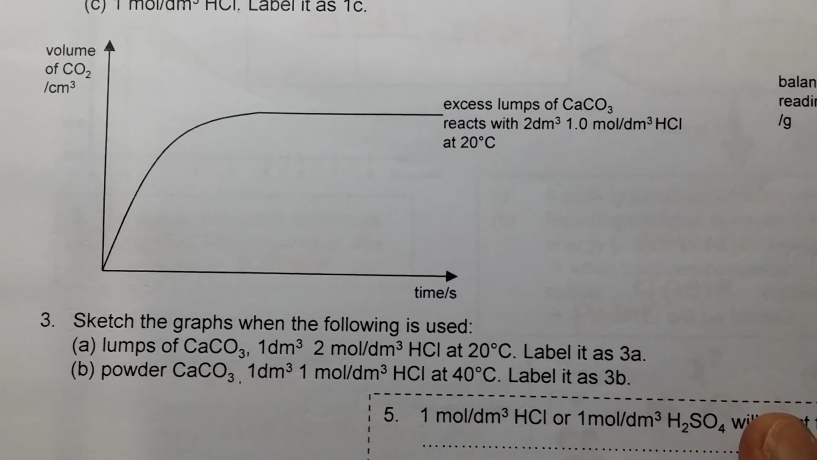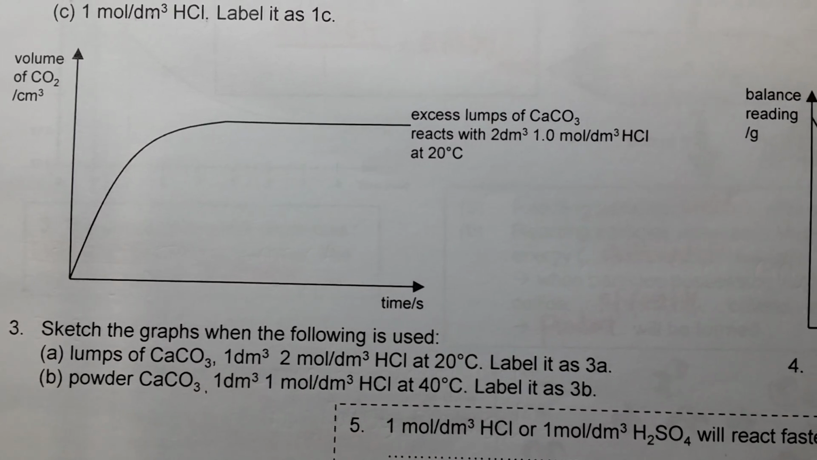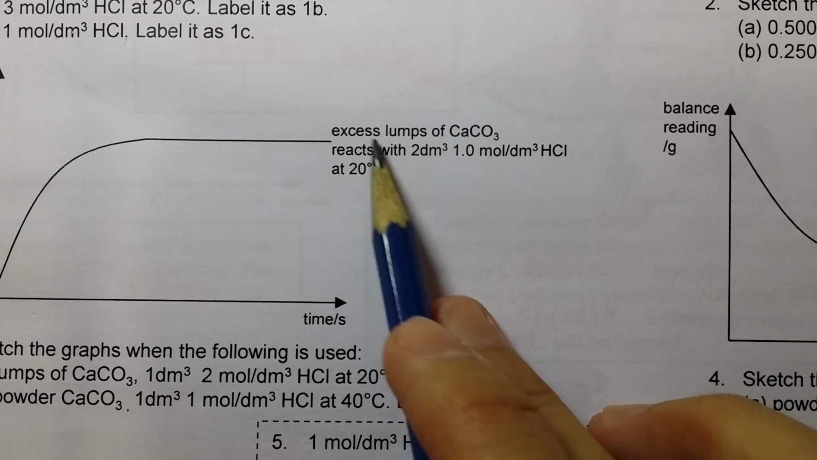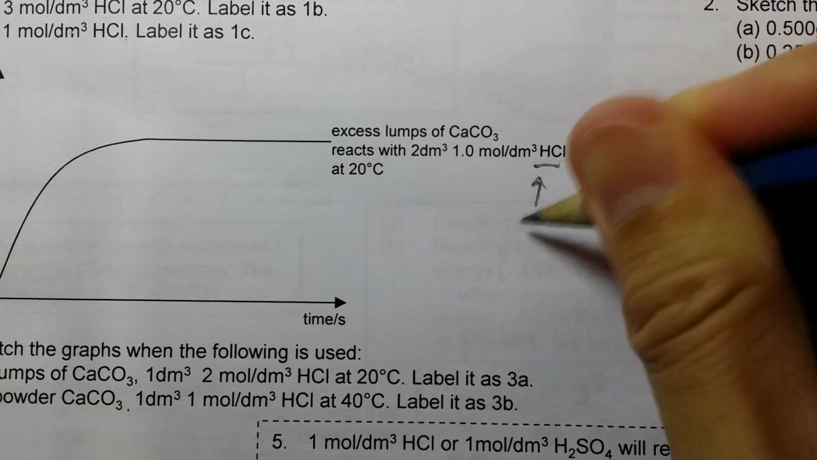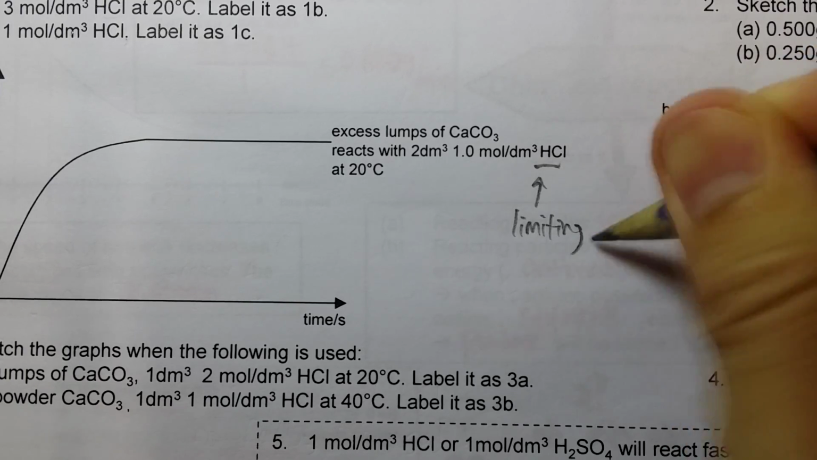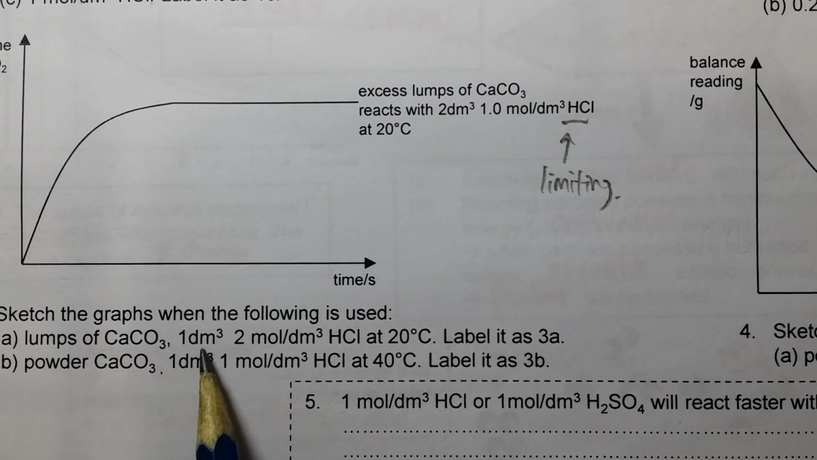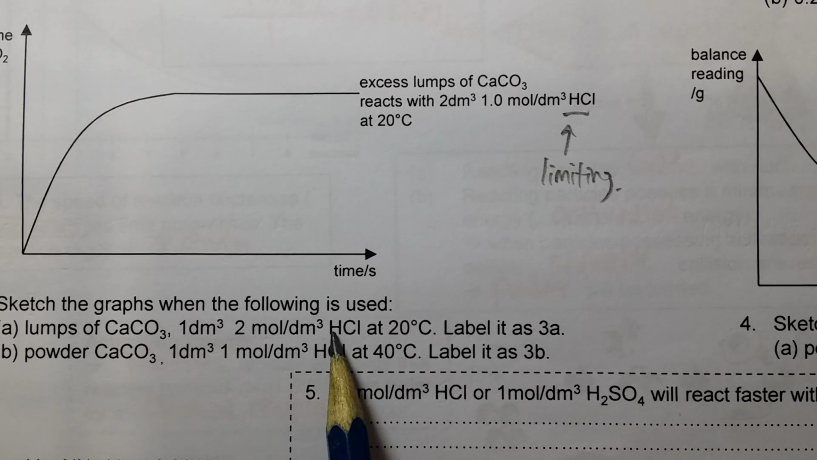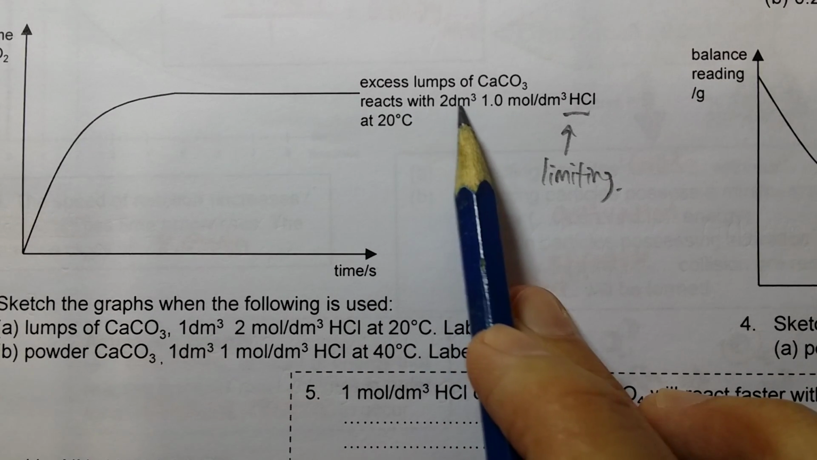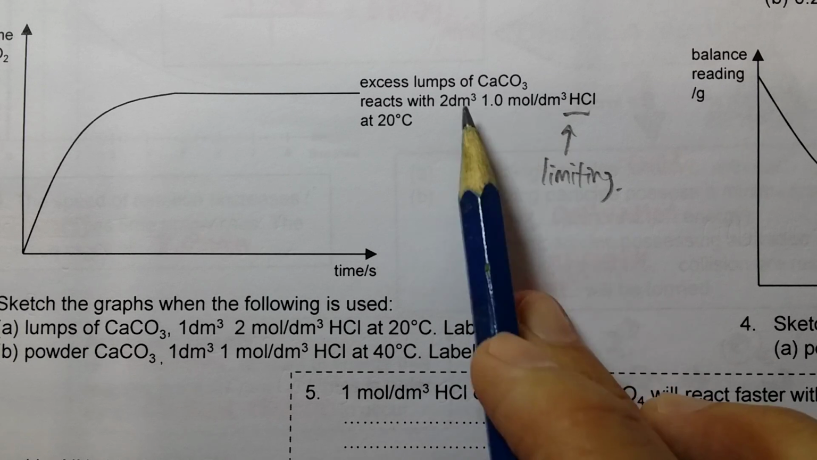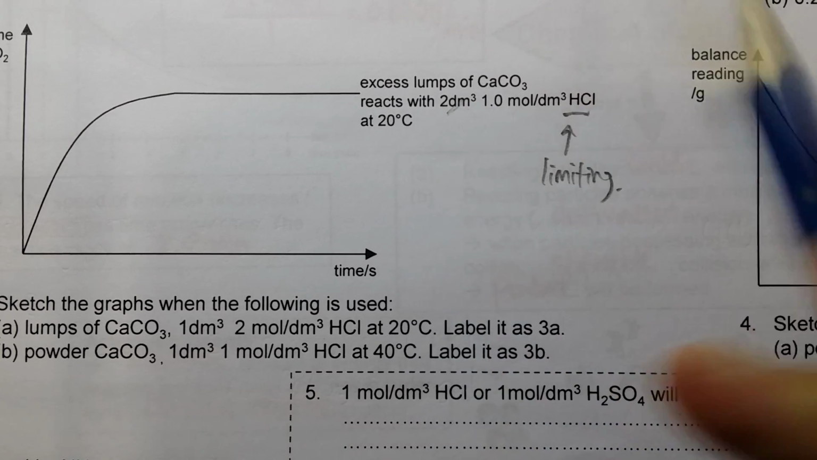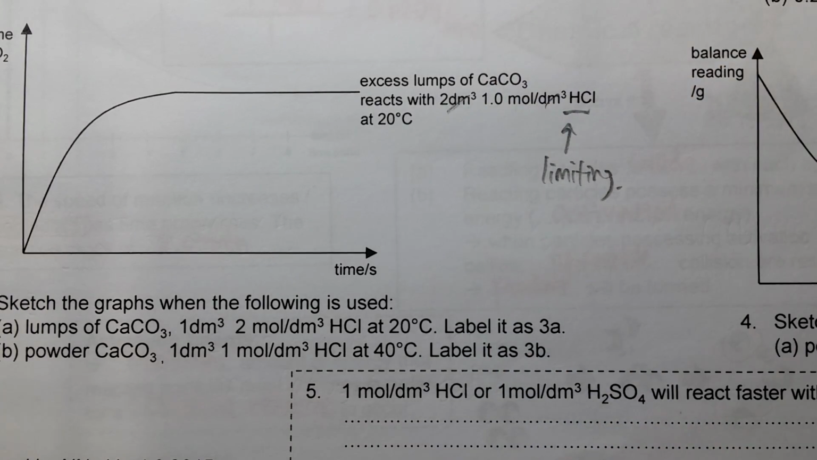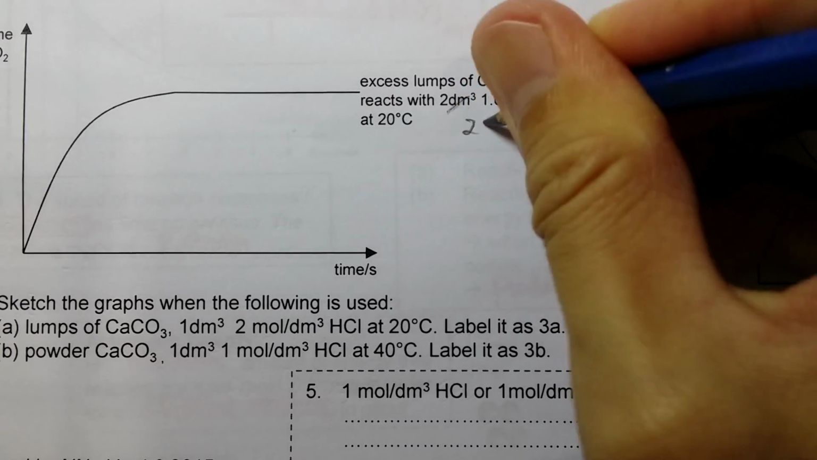Now let's look at number 3. Sketch the graph when the following is used. Lumps of calcium carbonate. And again, if you look at the original one, excess lumps of calcium carbonate, excess, which means that HCl is limiting. Lumps of calcium carbonate, 1 dm cube, 2 mole per dm cube HCl. Now, very important. 2 dm cube, 1 mole per dm cube. If you multiply these two numbers, the dm cube and the dm cube will cancel off. That will give you mole. So if you multiply 2 and 1, you get 2 mole.